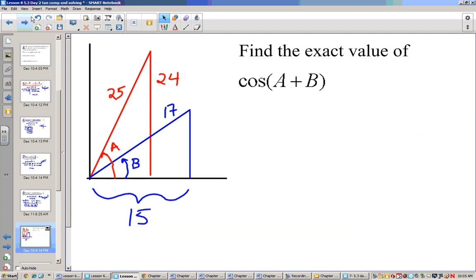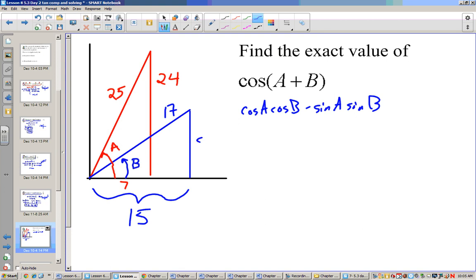All right. Now there's a different type of problem where we want to find the cosine of a plus b given a diagram like this. Well, we can't figure out these angles without a calculator, but what we can do is expand this to cosine a cosine b minus sine a sine b, and I could find the cosine of a, cosine of b, sine a, and sine b. Now, if I have 24 and 25, this side would be 7 units long, and if I have 17 and 15, this side would be 8 units long. These are Pythagorean triples, so it helps to know your triples.